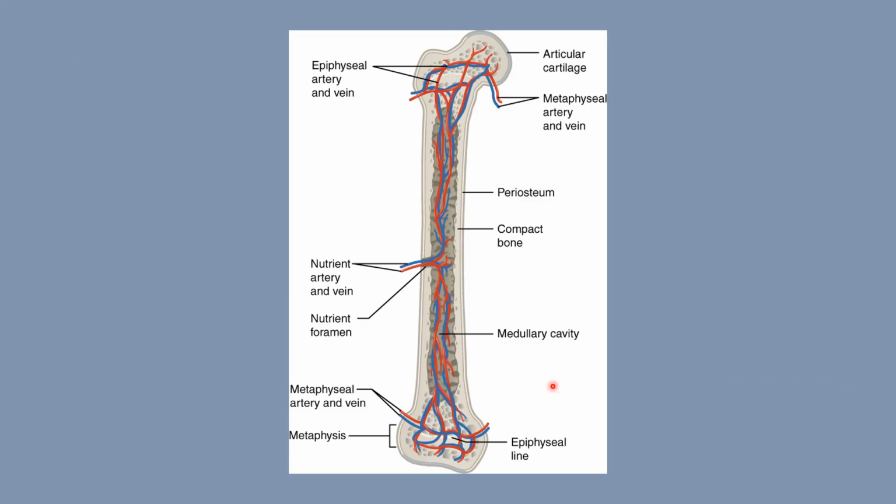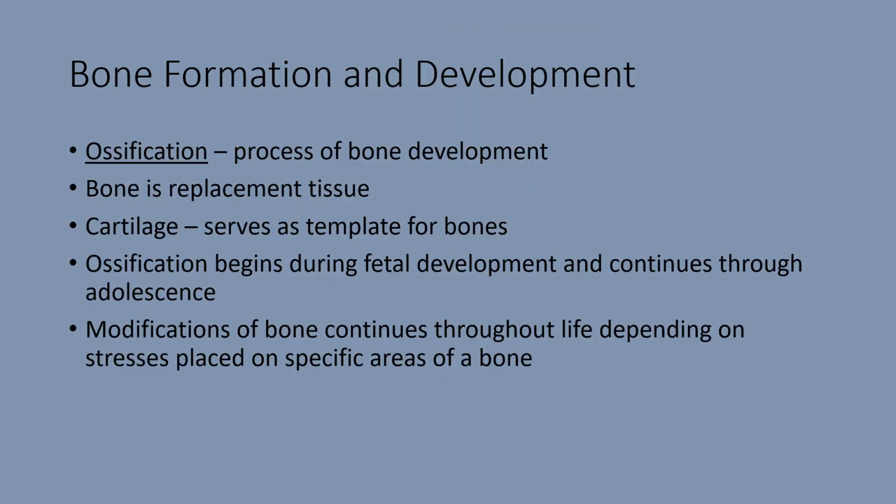So once again, this picture is just showing this extensive blood supply and nerve supply that is present in the interior portion of the bone. So how does bone form? How does it develop? Ossification is this process of bone development.